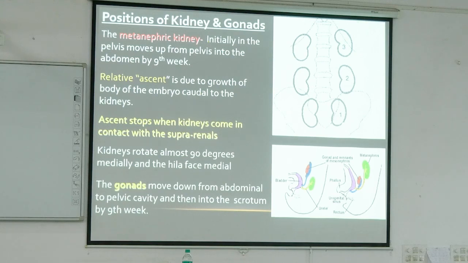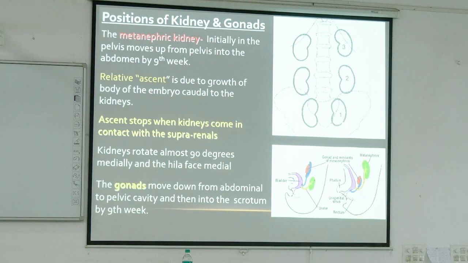So whenever you write about the ascent of the kidney, moving up from 9 weeks to 12 weeks, you have to include the rotation of the hilum of the kidney, or else 50% of the marks will be deducted. Even though you write correctly how far it goes up and all these movements, it doesn't earn full credit.